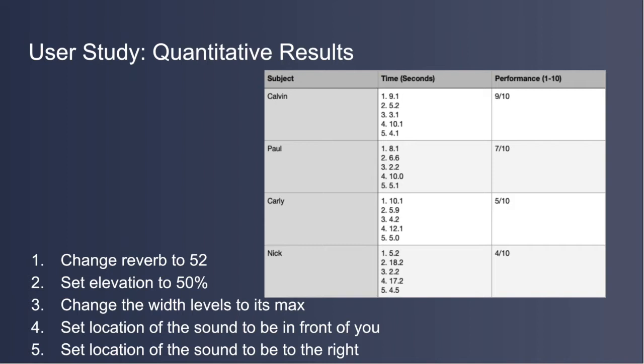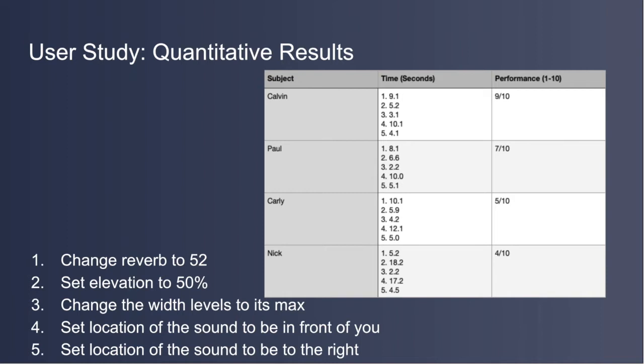For our tasks, we collected quantitative data consisting of the time it took users to complete a task and their performance. The 5 tasks were: 1. To change the reverb to 52, 2. To set elevation to 50%, 3. To change the width levels to its max level, 4. Set location of the sound to be in front of you, and 5. Set the location of the sound to be to the right of you.